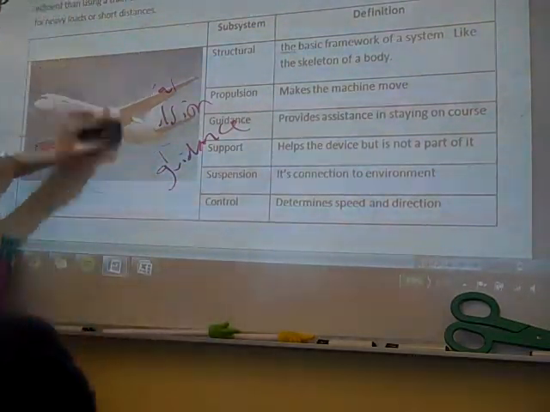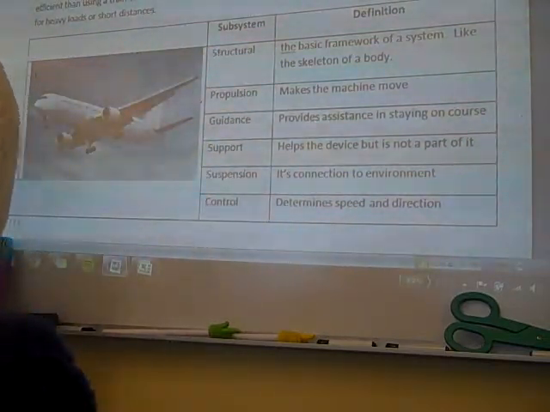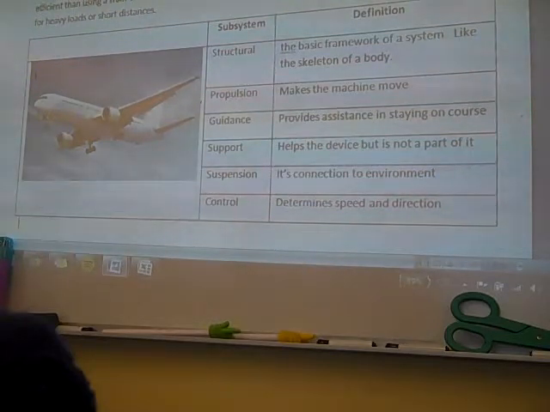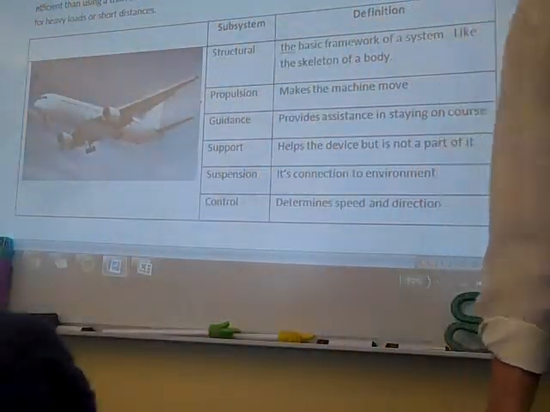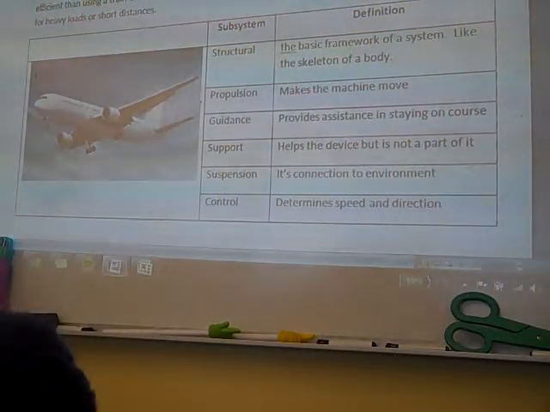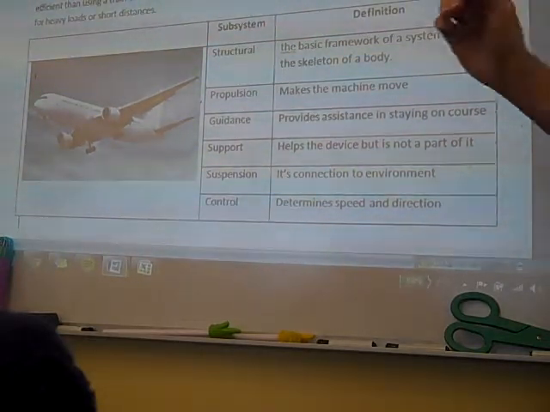Oh, okay, the final one. Go ahead, Chantal. Determine speed and direction. What subsystem is that? It's next to it. Oh, control. Yeah, okay. All right, where on the plane is the control subsystem? What do you think? Like the steering wheel. Steering wheel. Buttons and controls. Yes, another part.